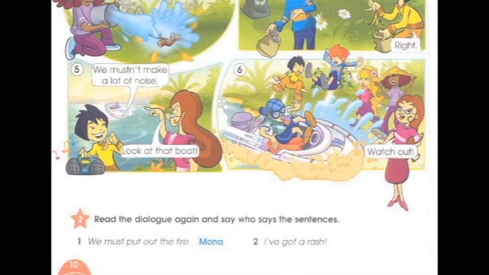Boys and girls, we must do exercise number 2. Read the dialogue again and say who says the sentences. Number 1. We must put out the fire. The answer, Mona.